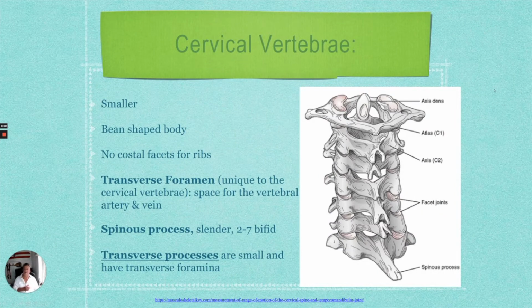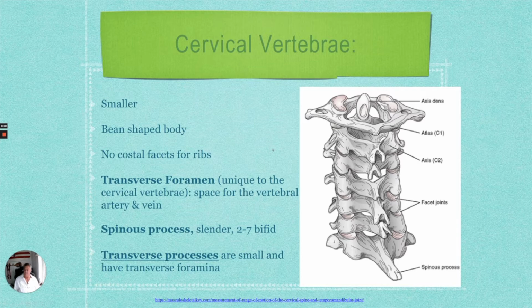You can see there that the cervical vertebra is smaller and bean shaped. There are no costal facets for ribs. Remember, there are no ribs that come up into your neck over here. And the transverse foramen is unique to the cervical vertebrae, a space for the vertebral arteries and veins to go down. And you've got your spinous process. If you feel at the back, you can feel those little bumps right there at the bottom of C7. You'll feel that little bump over there.